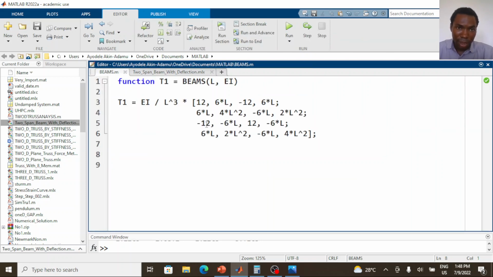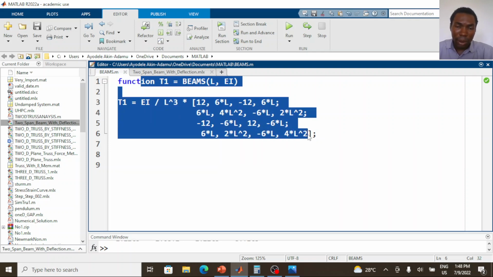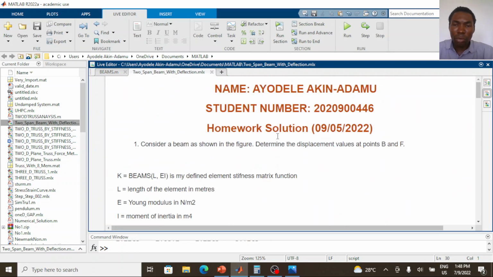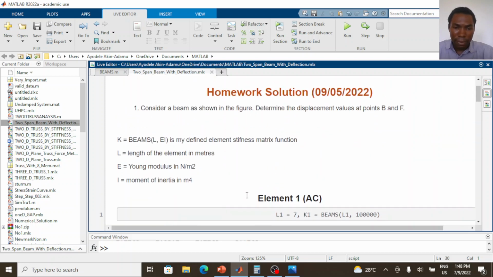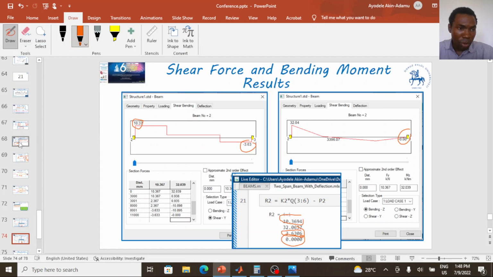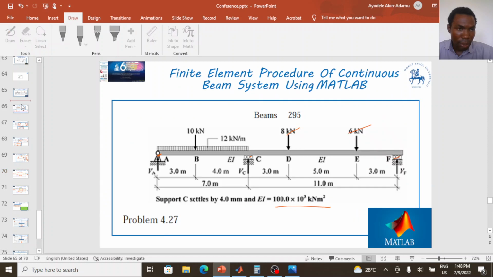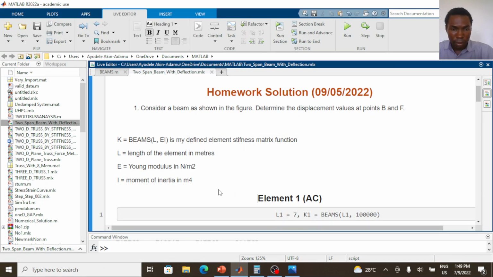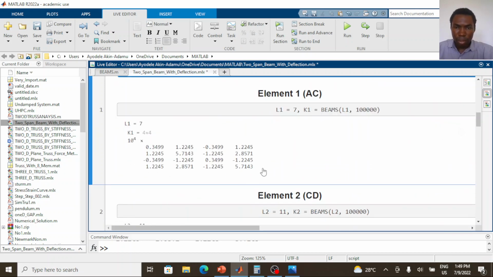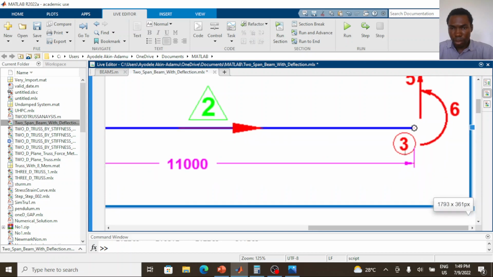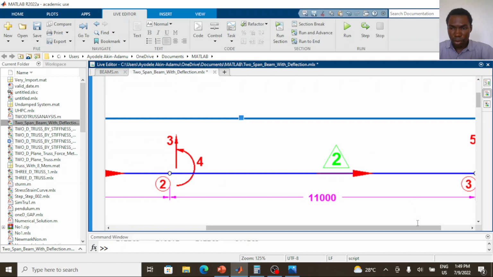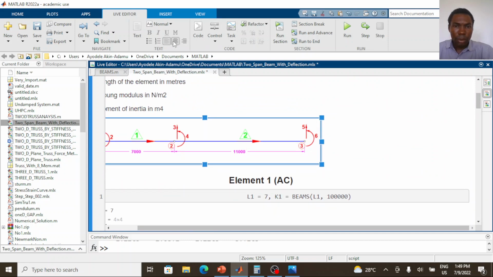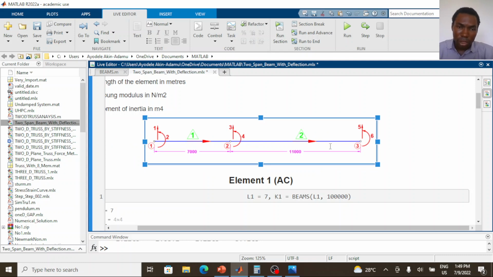This is the function we use to create our local stiffness matrix, which I showed you on my slide. This is the live script which I'm going to use to solve the problem. I should copy this and put it here. Okay, so this is our finite element model. That's the first thing you do. You define your finite element model.